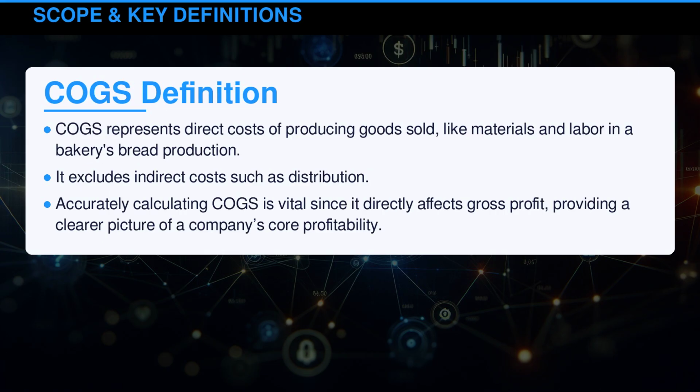COGS represents direct costs of producing goods sold, like materials and labor in a bakery's bread production. It excludes indirect costs such as distribution. Accurately calculating COGS is vital since it directly affects gross profit, providing a clearer picture of a company's core profitability.